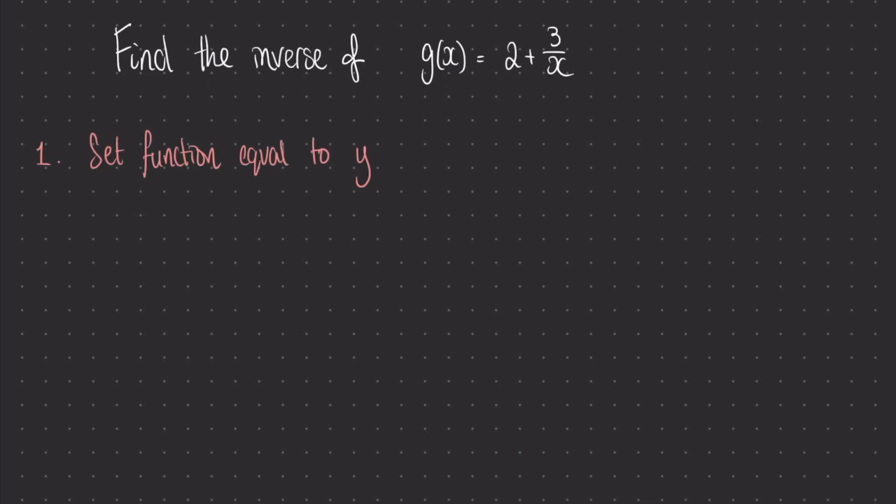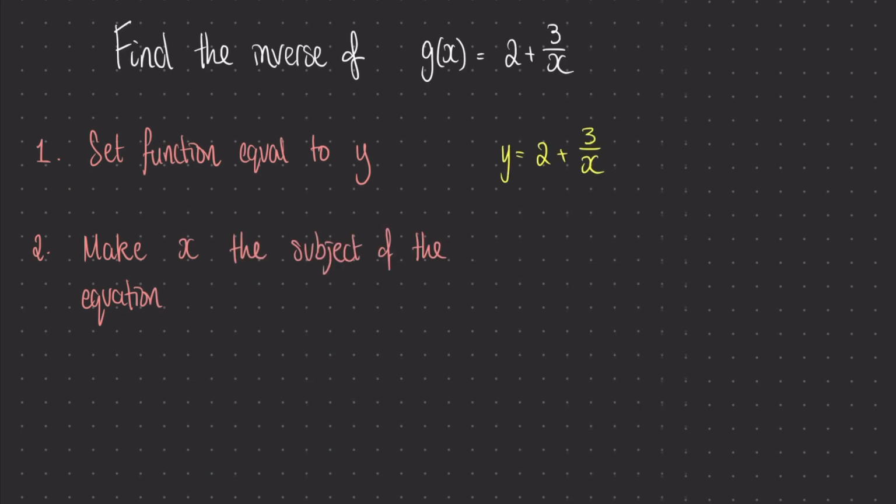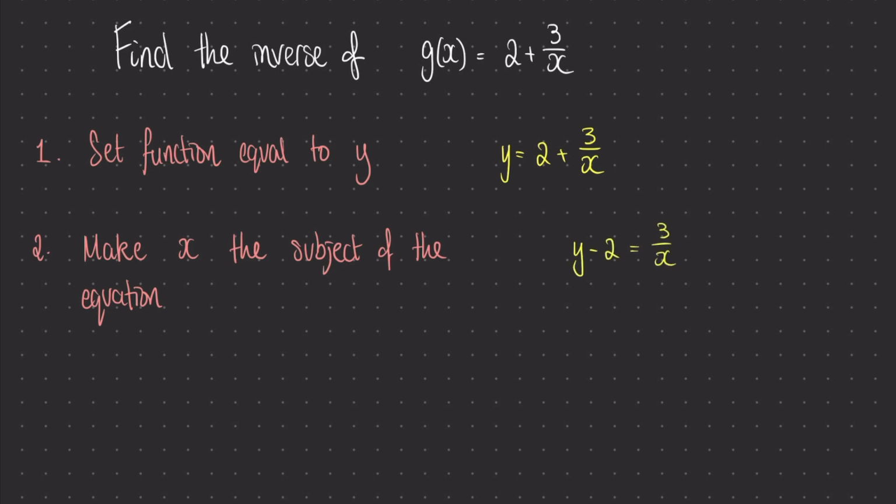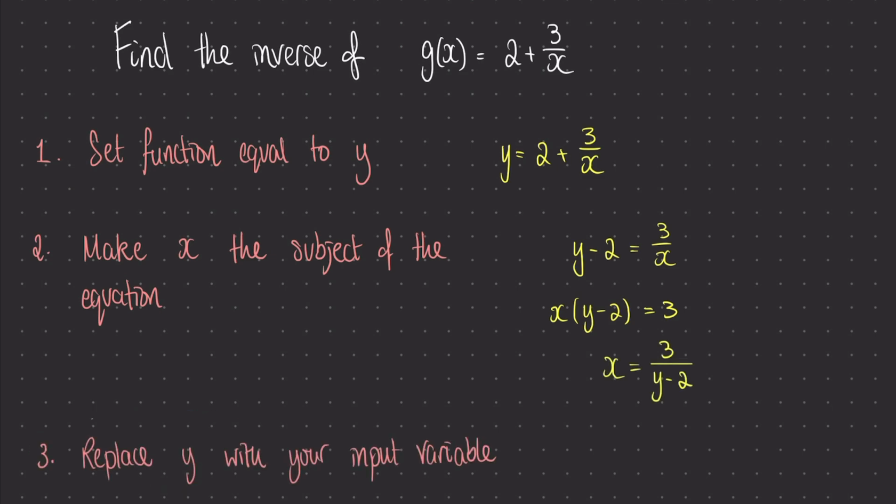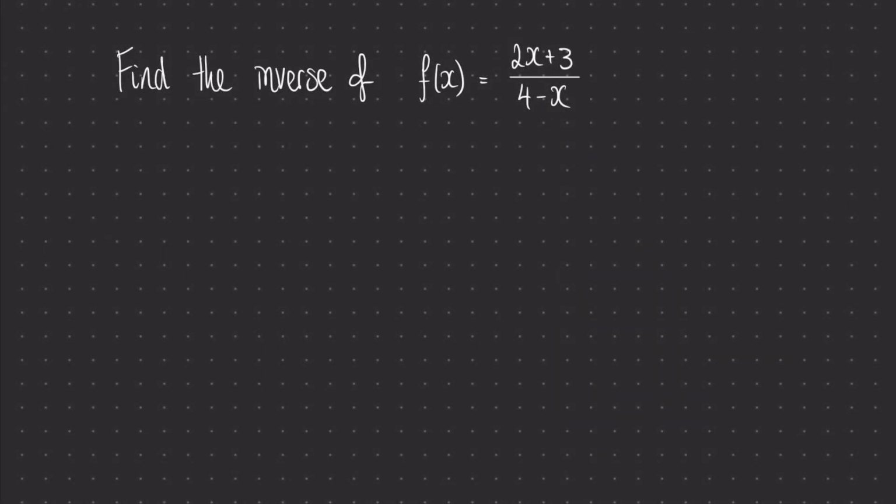Step number 1 is to set the function equal to y. Step number 2 is to make x the subject of the equation. So I subtract 2 from both sides, times both sides by x, and divide both sides by the bracket y minus 2. And the final step is to replace my y with my input value, which I'm going to want as x. So my inverse function, when I place x as my input value, is going to be 3 over x minus 2. Let's go through another example.